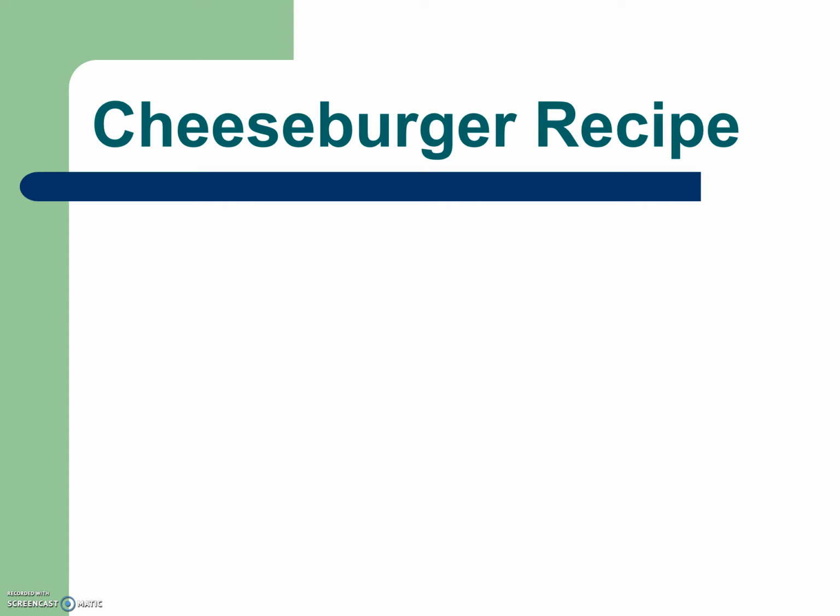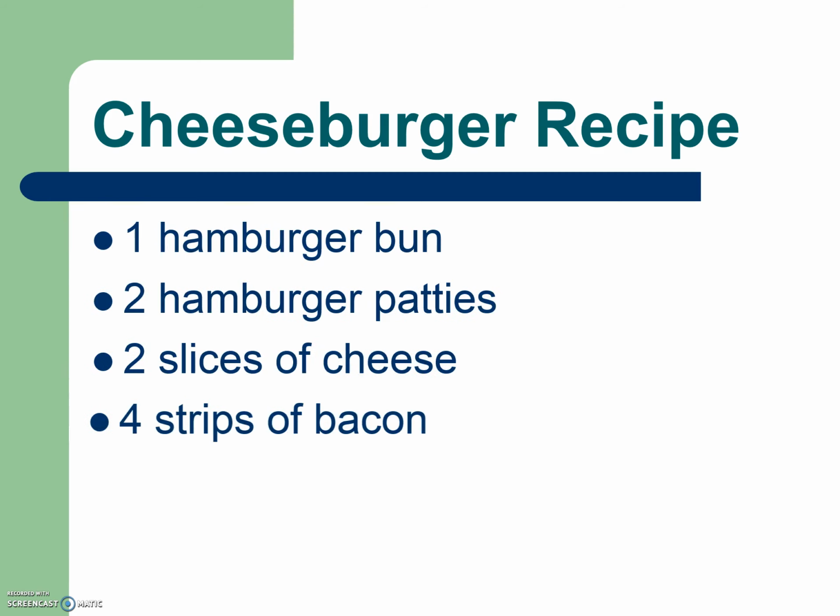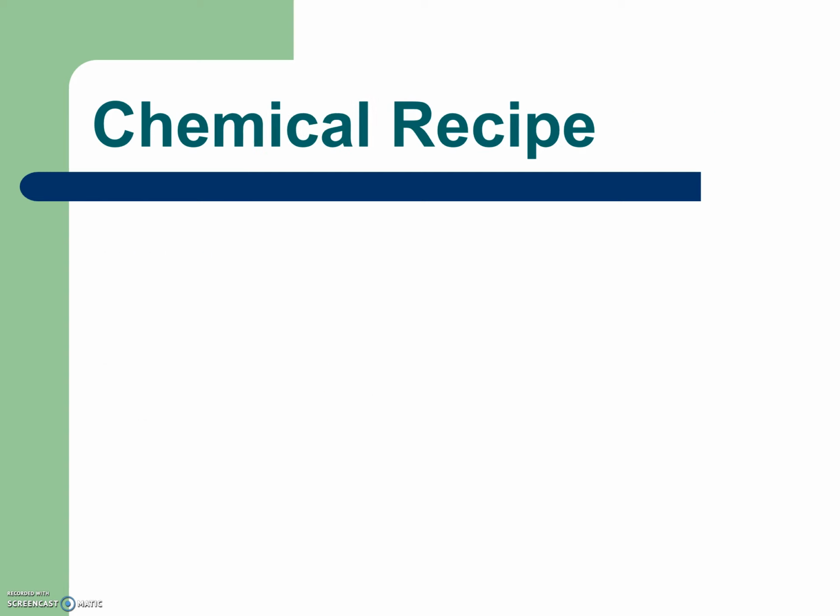We're going to go much more into detail on this in class, but just to give you an idea, a recipe, this is my recipe: 1 hamburger bun, 2 patties, 2 slices of cheese, and 4 strips of bacon. And if I have that ratio of all of those things, I can make the perfect cheeseburger. If I only have 1 slice of cheese, I am unable to make this recipe. If I have 10 buns, 20 patties, 20 slices of cheese, and 40 strips of bacon, I can make 10 times this recipe. And so this idea of looking at a recipe is analogous to looking at a chemical recipe.